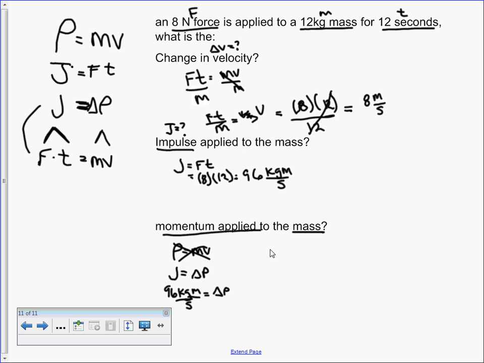But if you don't believe me, let's go ahead and do it. P equals mv. My mass is 12. And my v was, what do we get? 8, right? So what do we get? That's 96 again. So there you go.